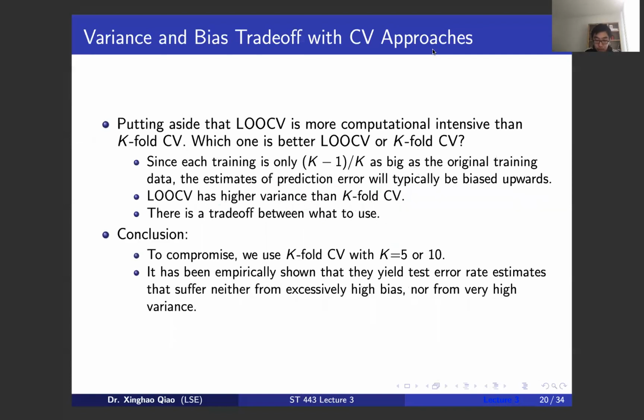Let's give a general conclusion. As a compromise, we use K-fold cross validation with K equal to 5 or 10 as a rule of thumb in practice. It has been shown empirically that both 5-fold and 10-fold cross validation suffer neither from high bias nor high variance. Computationally, it is more efficient than LOOCV, and less efficient than the validation set approach, but we know that the validation set approach suffers from high bias.